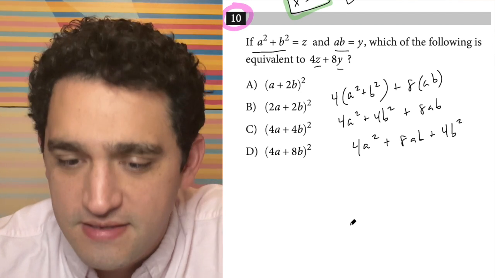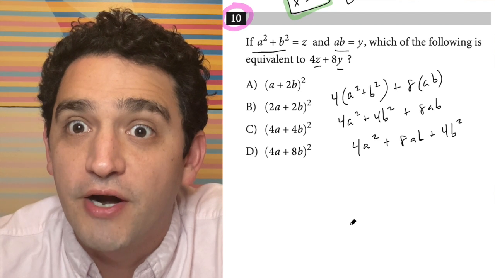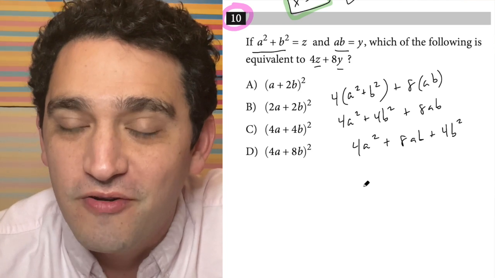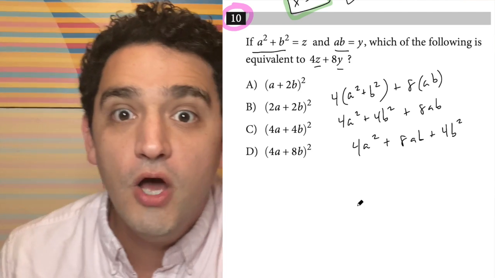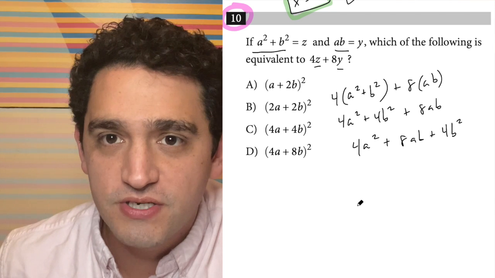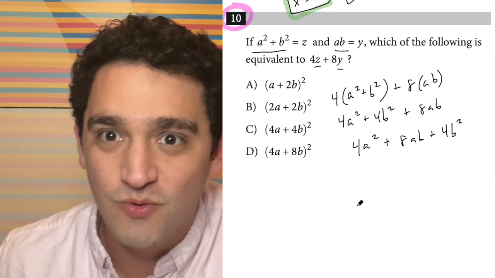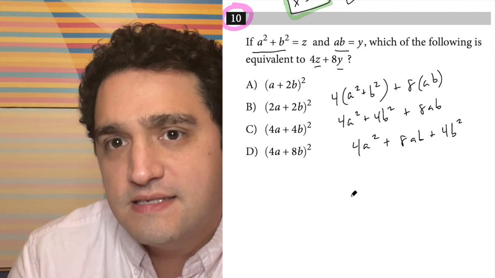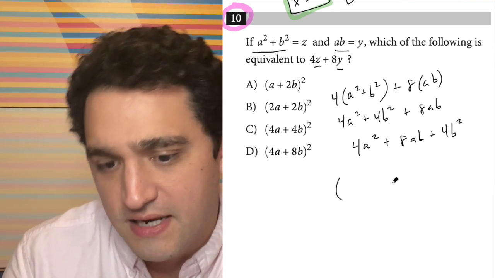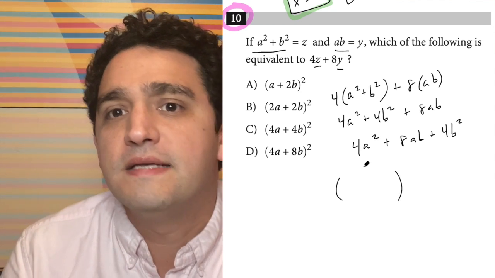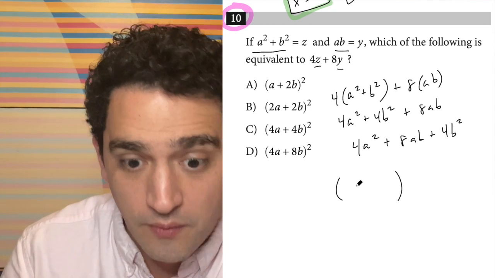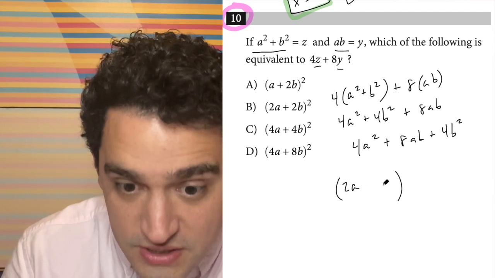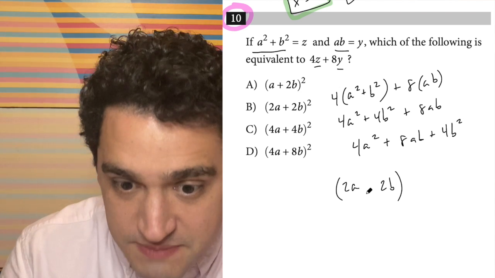The reason I like this is because it now looks like a perfect square trinomial, which, if you look at your options, these are all factored versions of perfect square trinomials. We know it's a perfect square trinomial because both the first term and the last term are perfect squares, 4A squared and 4B squared. So let's see if it factors into something nice. Well, what is the root of 4A squared? Well, it's 2A. What is the root of 4B squared? It's 2B. And everything is positive here.